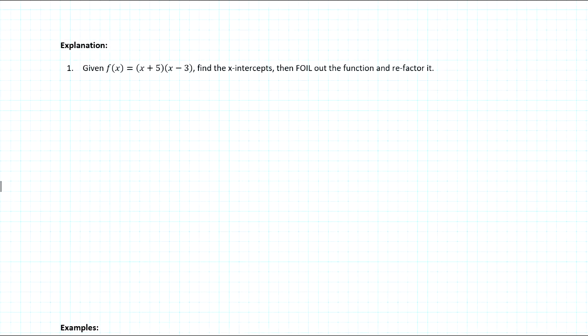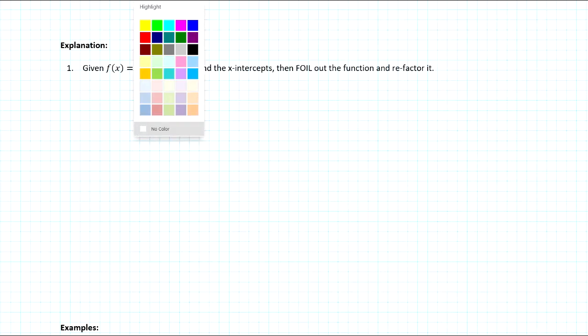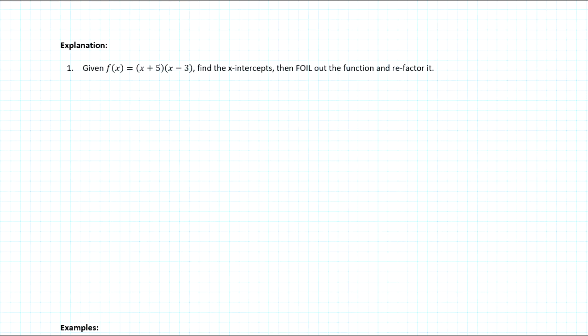We're going to take this specific function f of x equals x plus 5 times x minus 3. We'll find its x-intercepts, and then we're going to FOIL this out and then refactor it to see how we did this factorization here. What I mean by that is that this function is in factored form right now. It's x plus 5 times x minus 3. So it's a product primarily.